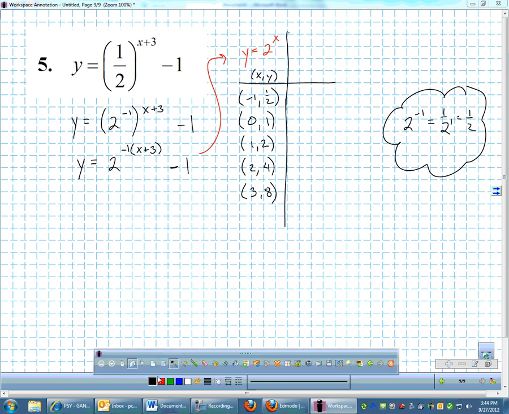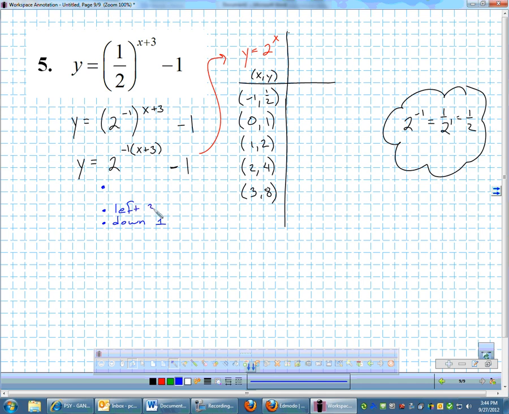Then I need to identify my transformations. Now, I see 3 transformations. I see this negative 1 here, the x plus 3, and then a minus 1 there. So I have 3 transformations, and 2 of them I consider easy. The minus 1 on the outside is going to drop my function down 1. My plus 3 right here, if you add 3 to your x's, that's a shift to the left 3.